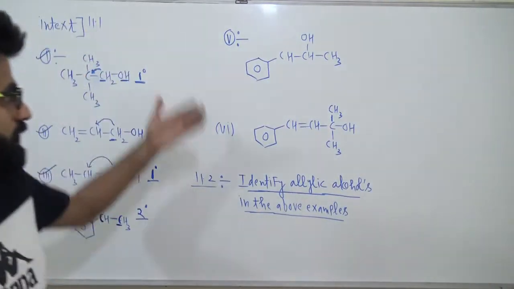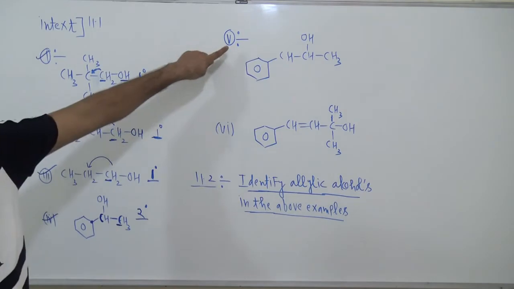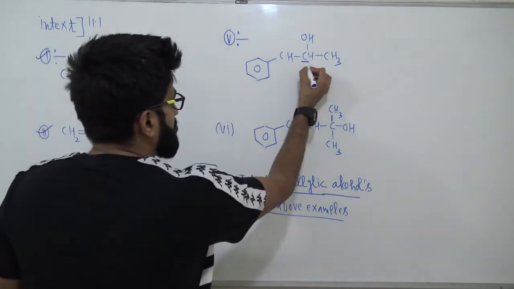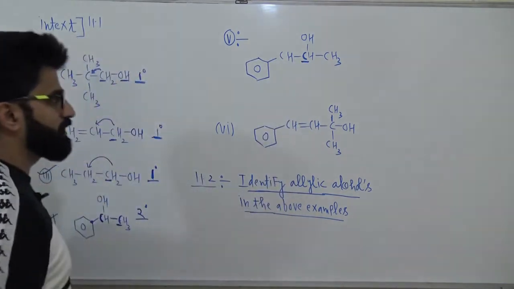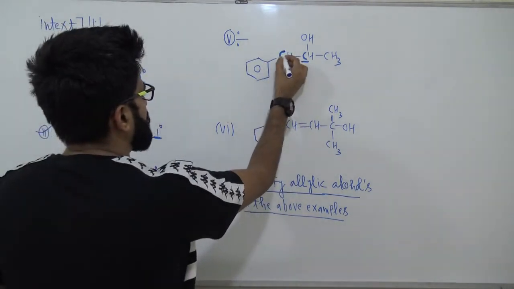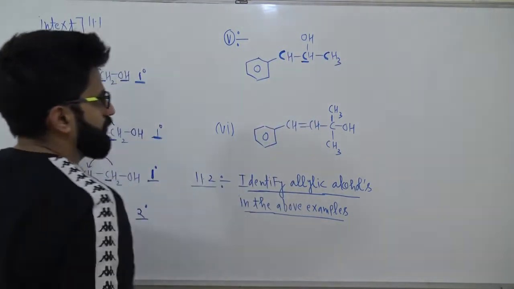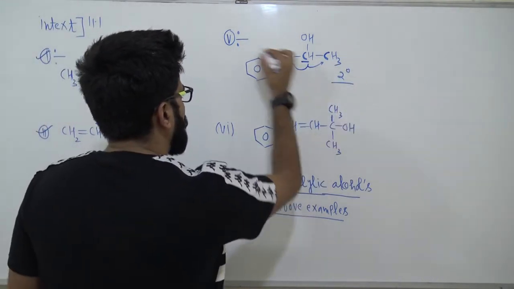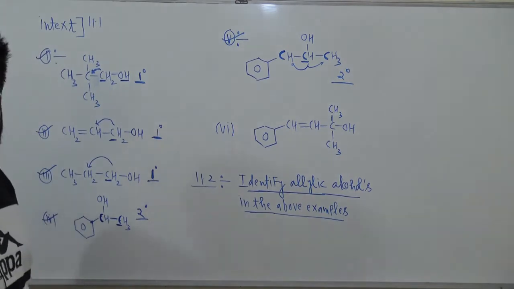Now let's discuss another question. Question number 5. Again we want to identify the degree. So this carbon has OH attached, and this particular carbon is attached to this carbon and this carbon. So it is attached to 2 carbons, right? So this is 2 degree alcohol, or we call it secondary, right?